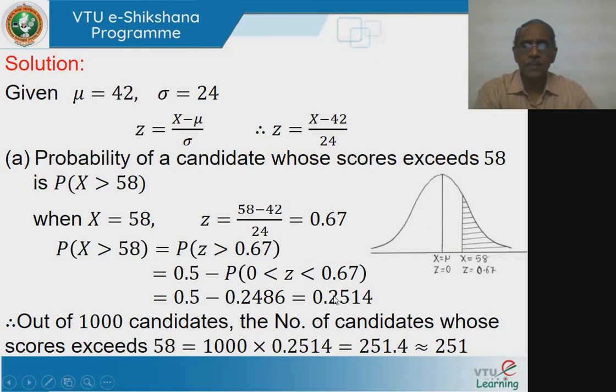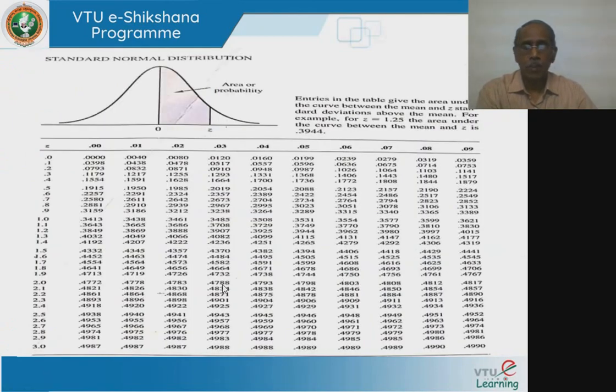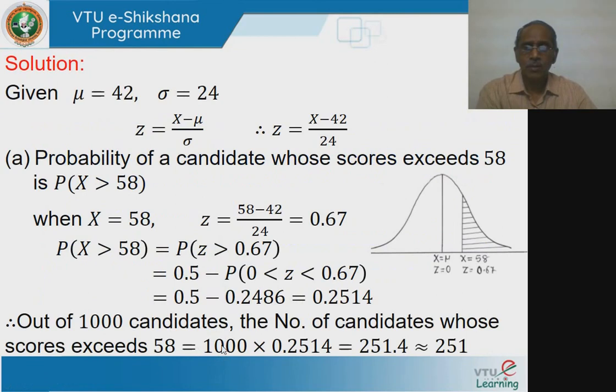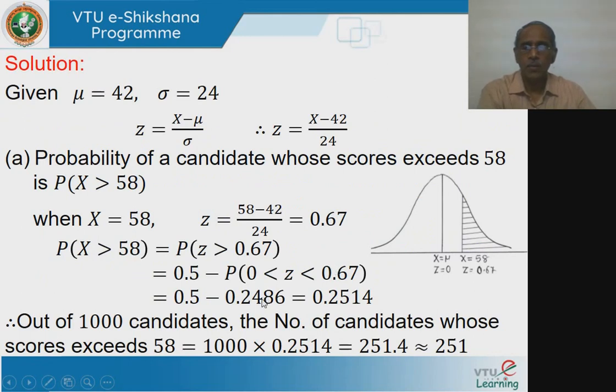From the table, for the area between z equal to 0 and 0.67, I have to look for z equal to 0.67 in the table. 0.67 is here: 0.2486. So 0.5 minus 0.2486 is equal to 0.2514. This is the probability that a candidate's score exceeds 58.